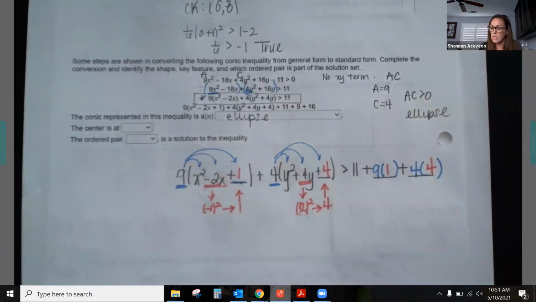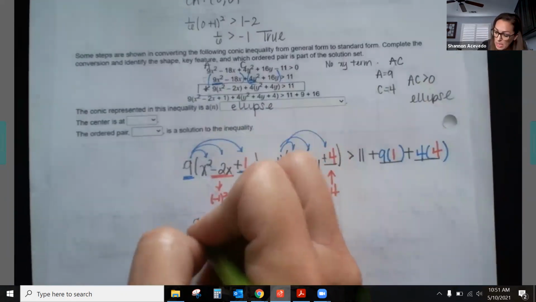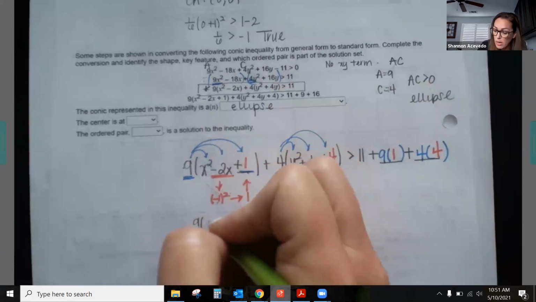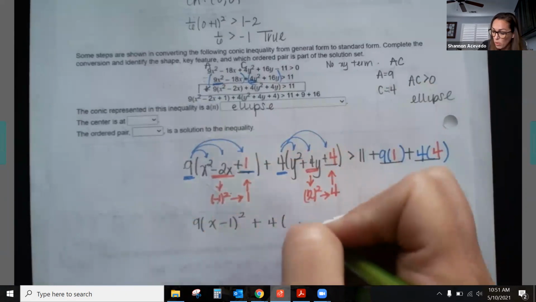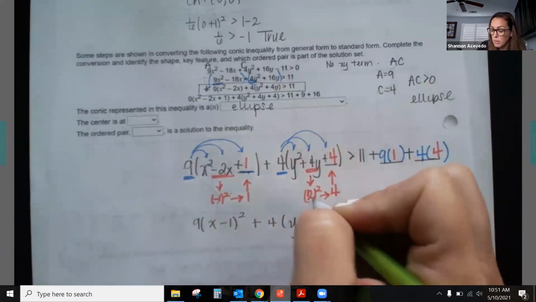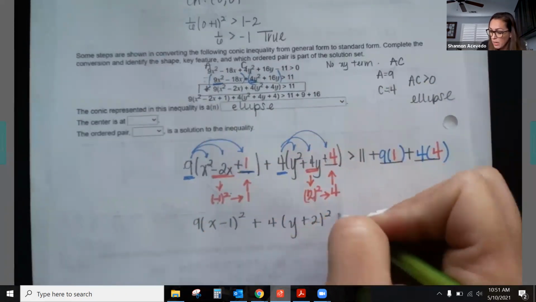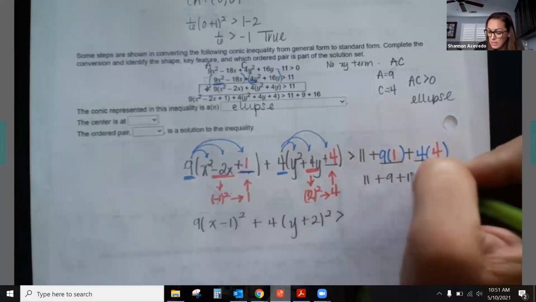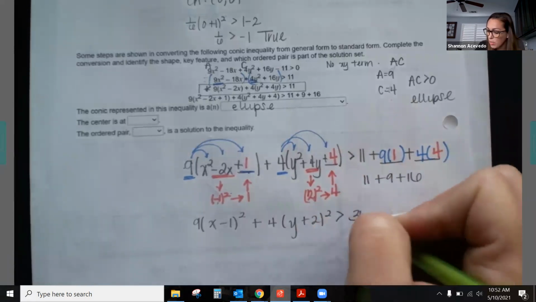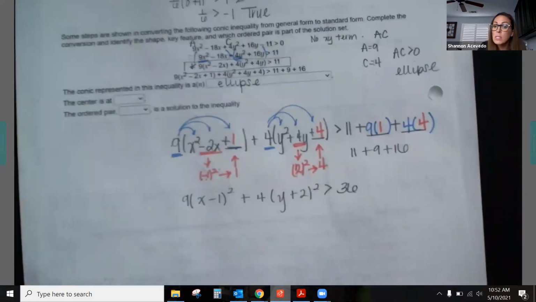So when I go to write this as a perfect square, it's going to be 9 times whatever goes in for my perfect square, plus 4 times y, whatever's being squared goes in here for my perfect square, is greater than 11 plus 9 plus 16, which is going to be 36. Almost in standard form.